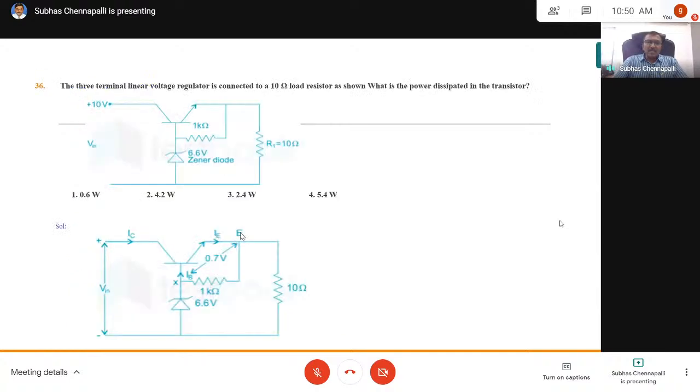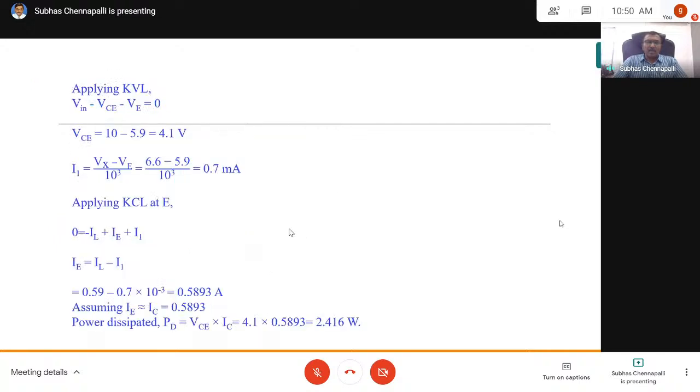Applying KCL at E, IE plus this I1 is equal to IL. So IL is equal to IE plus I1, so IE is equal to IL minus I1. I1 I know, IL I know, substitute. I will get IE as 0.5893 amperes. I can take emitter current approximately equal to collector current. So collector current is 0.5893.